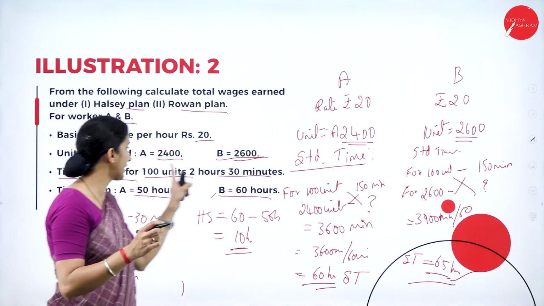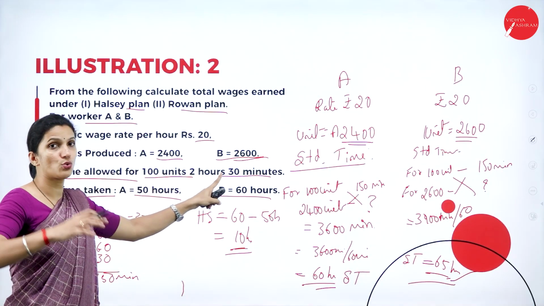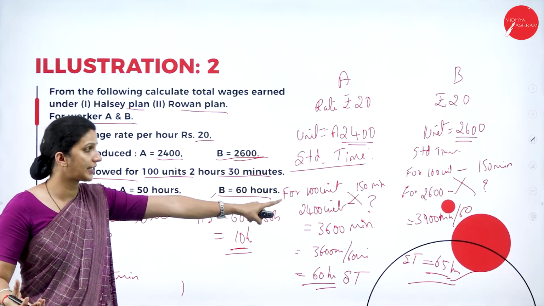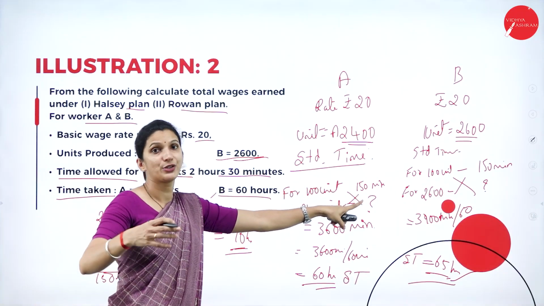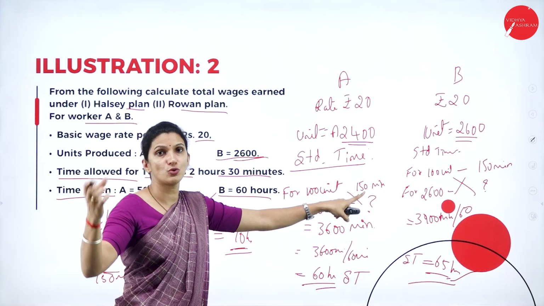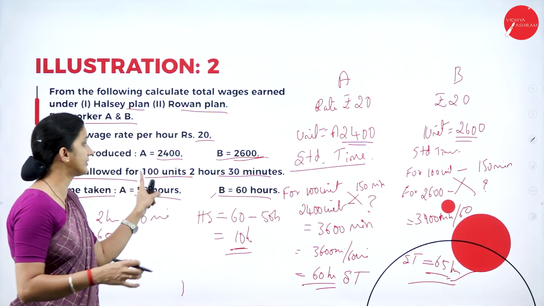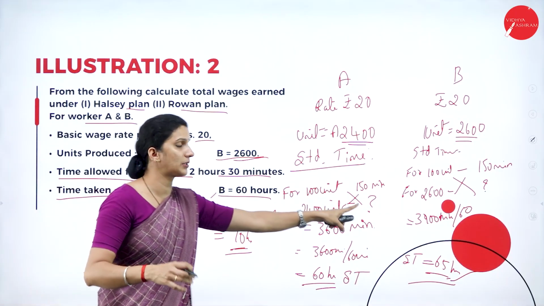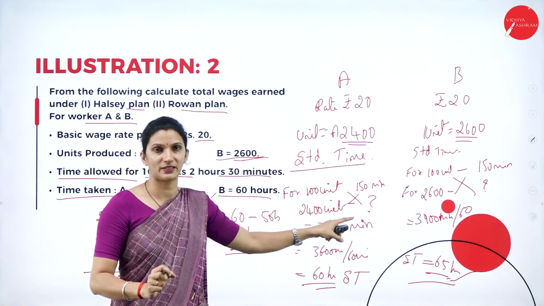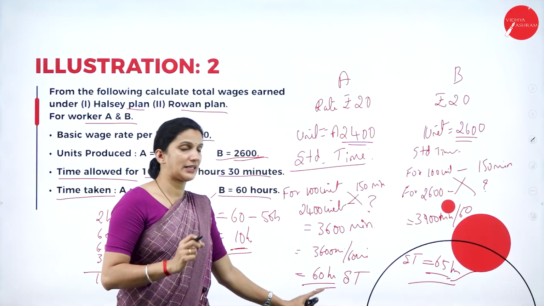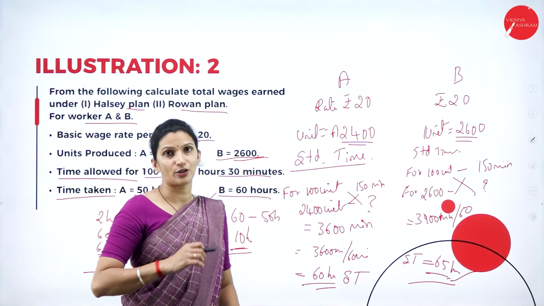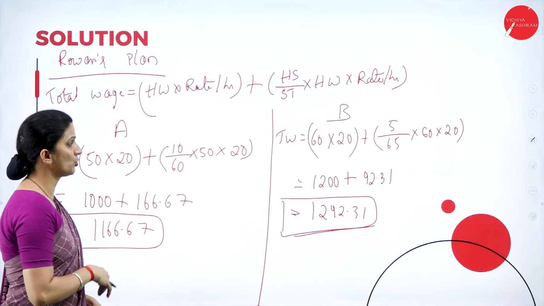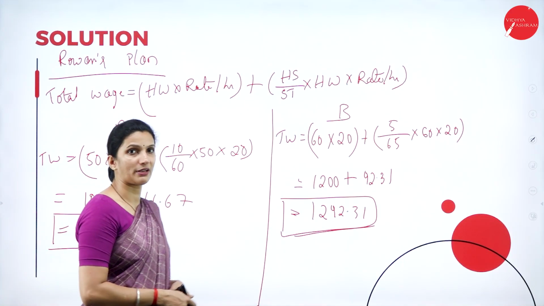Standard time for 100 units of manufacturing is 2 hours 30 minutes. Because the time is given in minutes, we are converting the whole time into minutes. 2 hours 30 minutes means a total of 150 minutes. So for 100 units it is 150 minutes; he has produced a total of 2,400 units. How much time? We need to do the cross multiplication. If you do that, we get the standard time allowed for the workers. So this is the question with two workers, the complete total wage calculation.